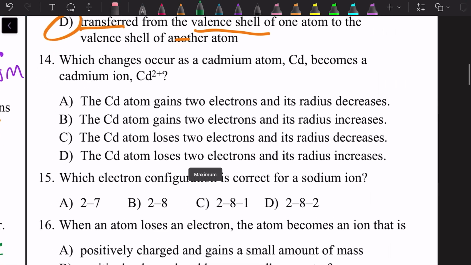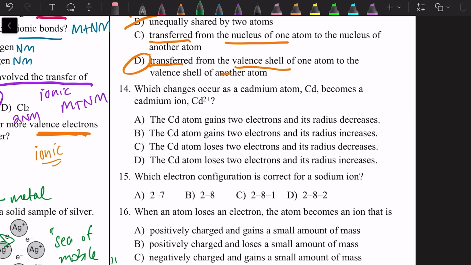Okay, let's look at question number 14. What changes occur as a cadmium atom becomes a cadmium ion? So a +2 charge means you are losing 2 electrons. So gain, gain, lose, lose. We can get rid of A, we can get rid of B.